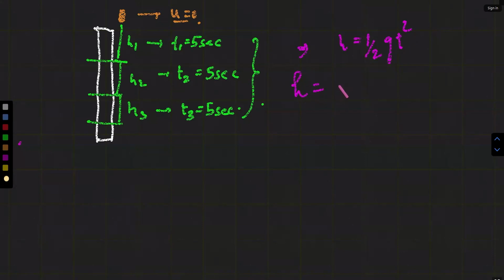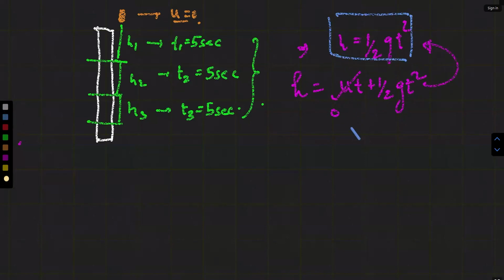Because the normal formula is h equals ut plus half gt square. As u is 0, this entire quantity becomes 0, and that's why we are going to get half gt square. So we'll be applying this formula, h equals ut plus half gt square. Now let's say for h1, it will be half g.